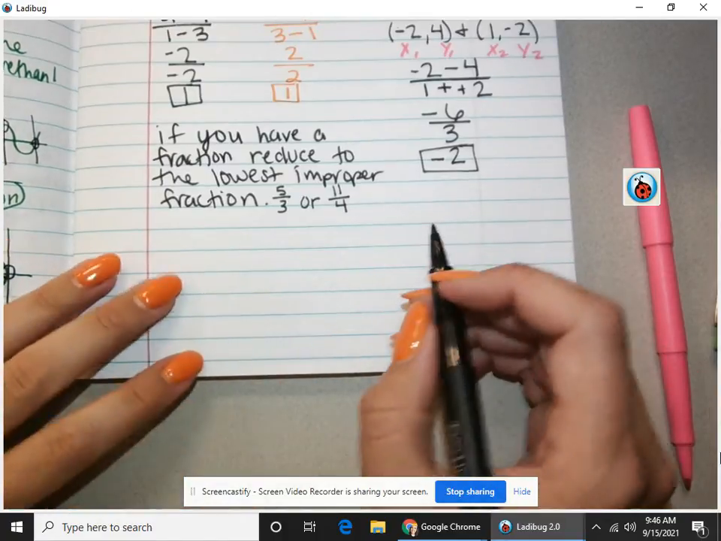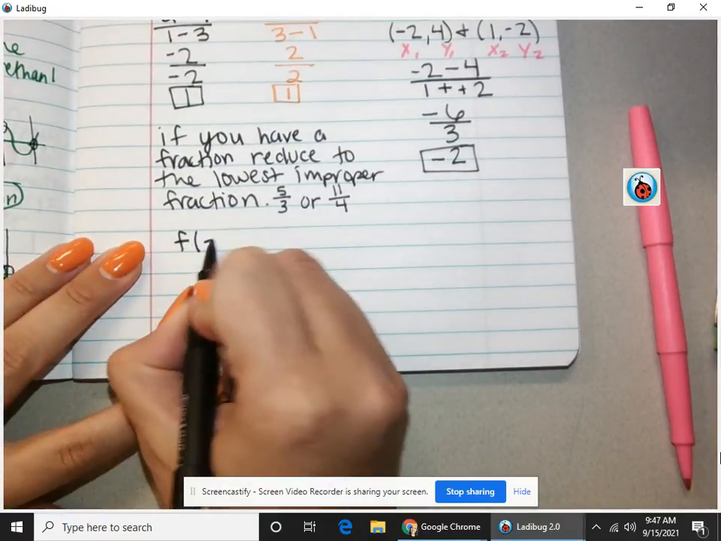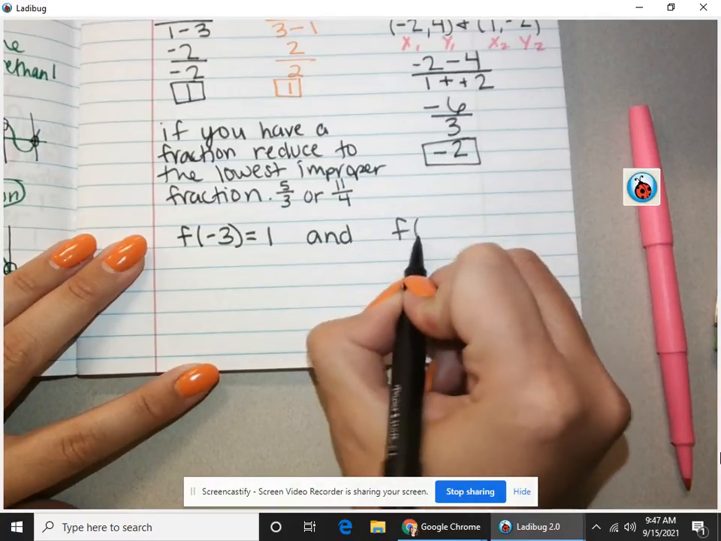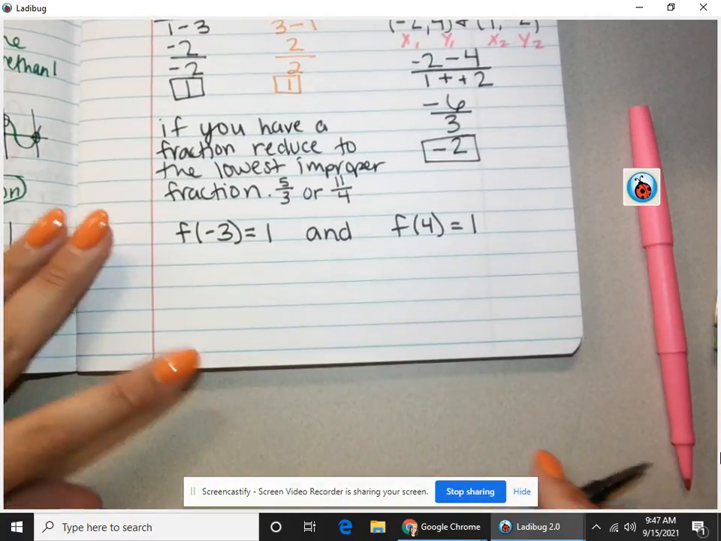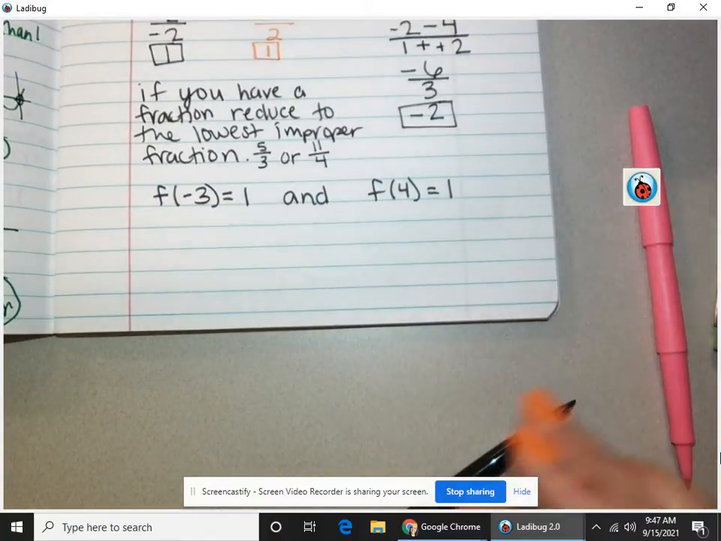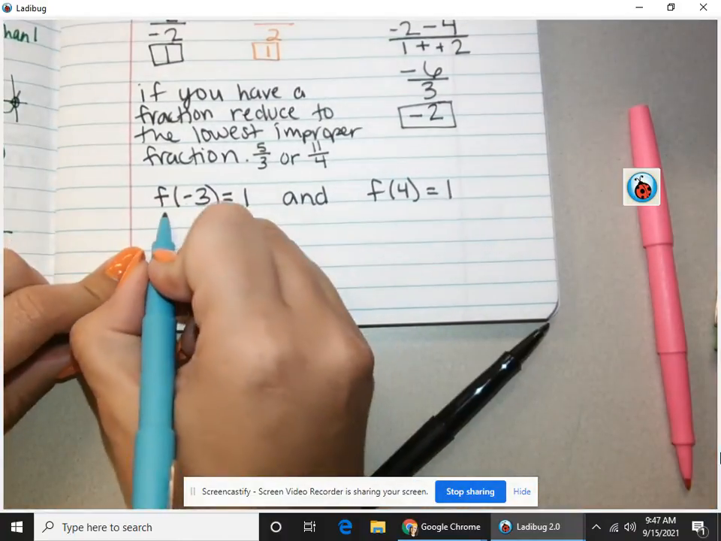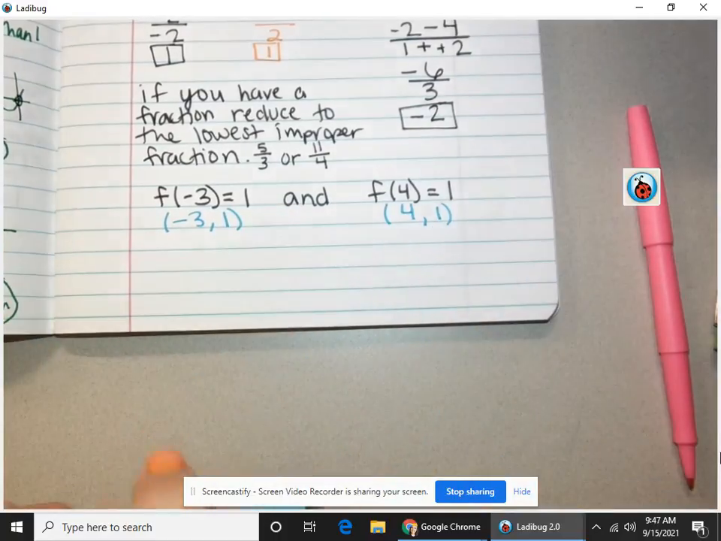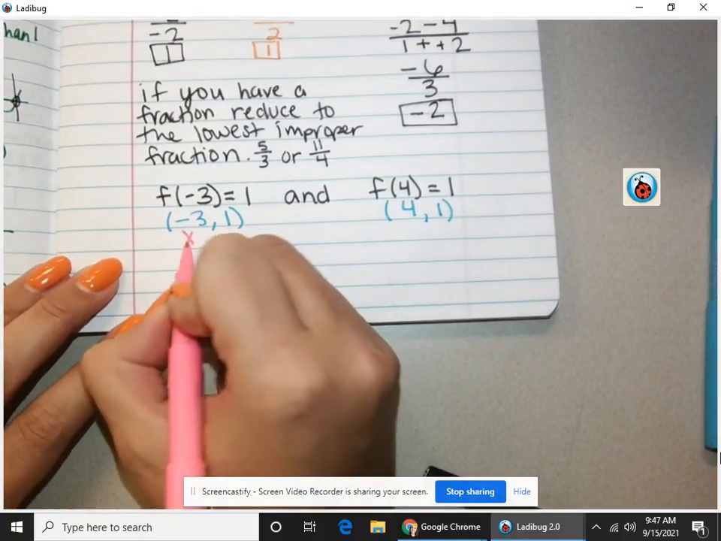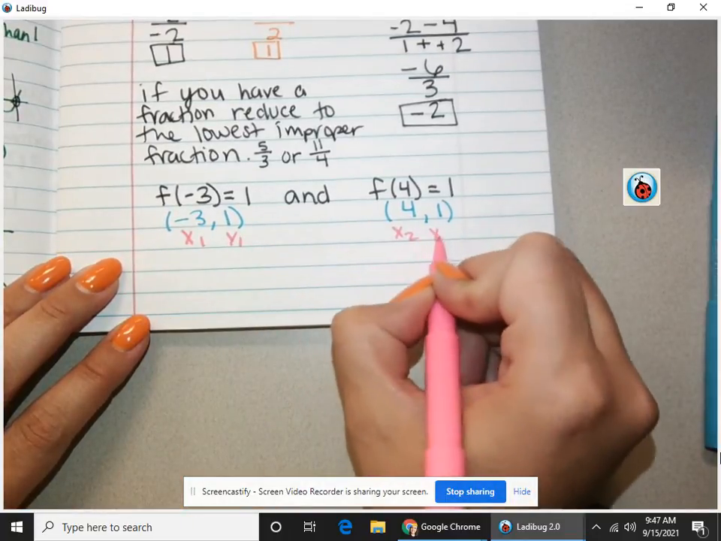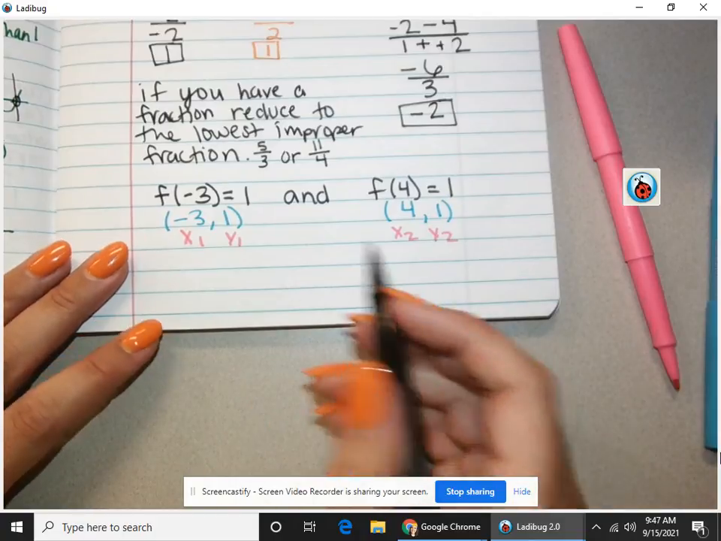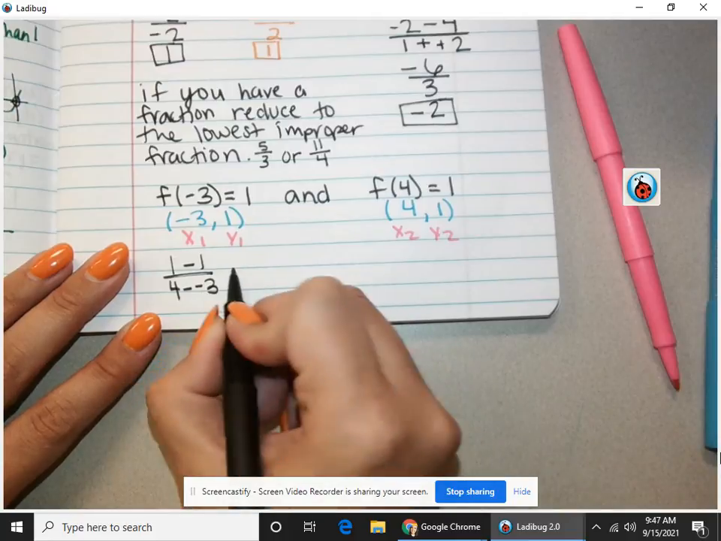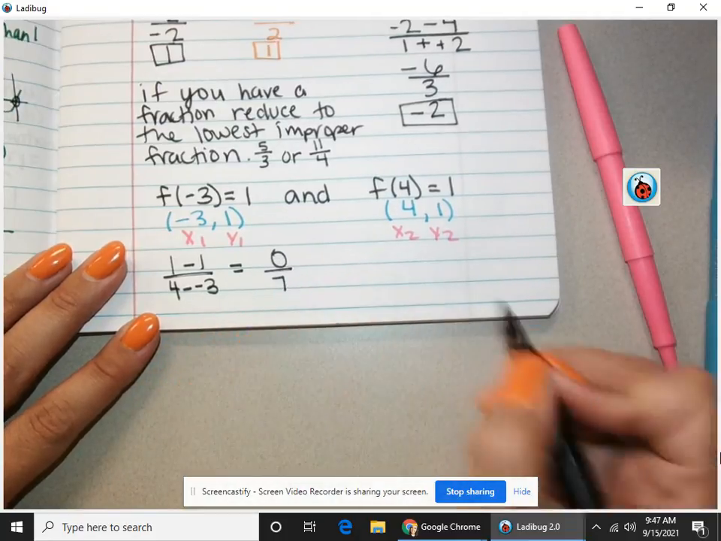Okay, so then sometimes you'll have it to where ordered pairs are not necessarily normal, okay? But that's kind of easy to fix, okay? Because remember, this is saying this is our x, y, and we've got our x, y. So we can create it x1, y1, x2, y2. I plug it in, I've got 1 minus 1 over 4 minus a negative 3, so that's 0/7.